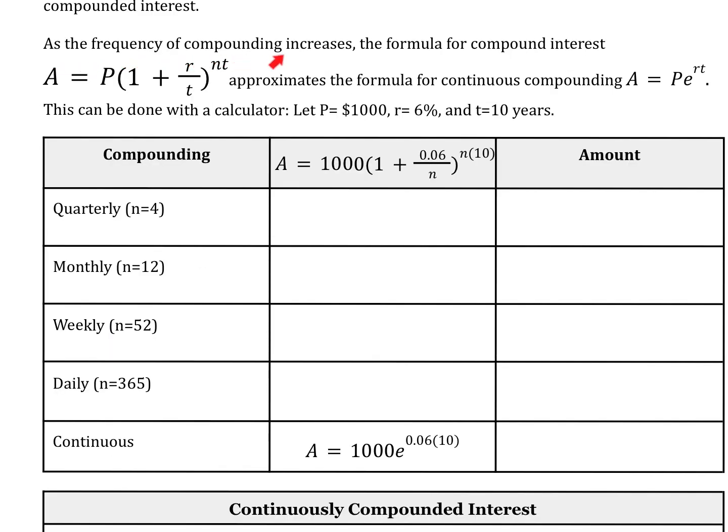As the frequency of compounding increases, the formula for compound interest is A equals P times 1 plus r over n, to the power nt. Approximate the formula for continuous compounding: A equals P times e to the power rt, because now this part is called e. So you get Pe^rt. This can be done with the calculator. Let P be 1000, r equals 6%, and t is 10.